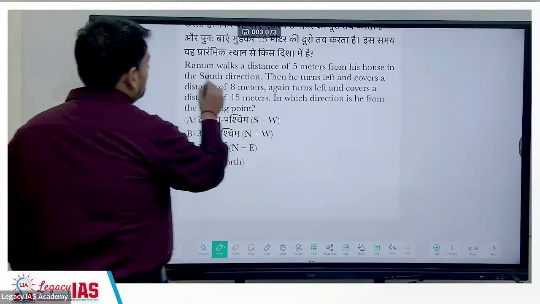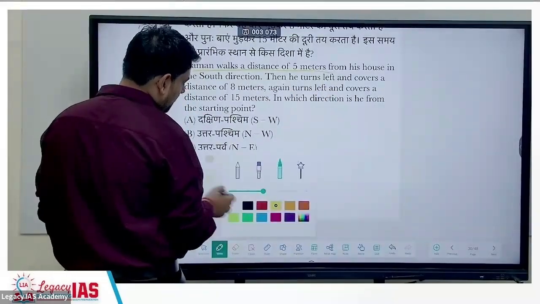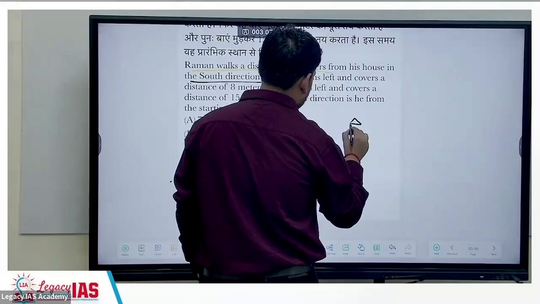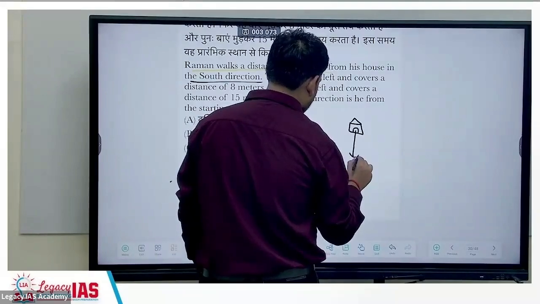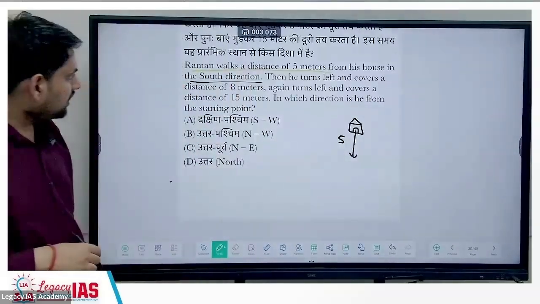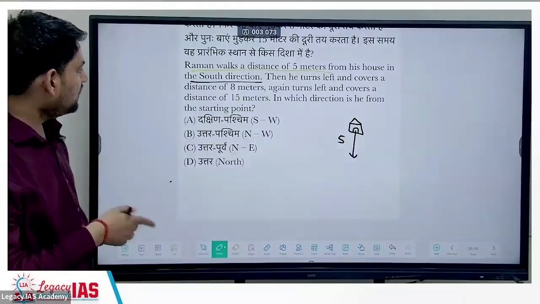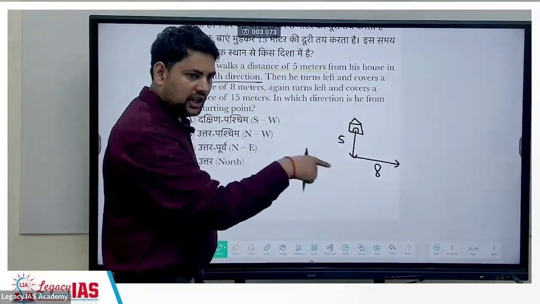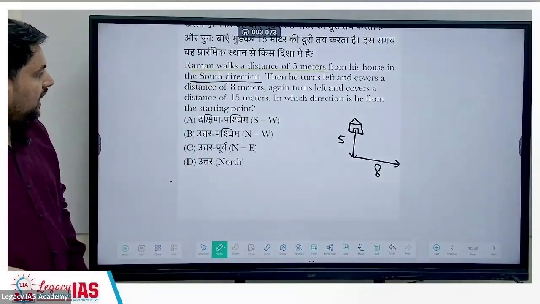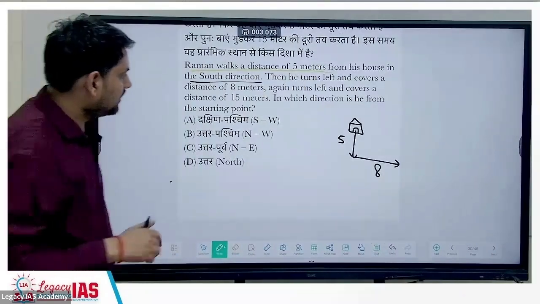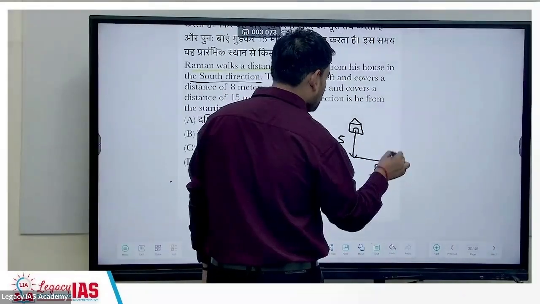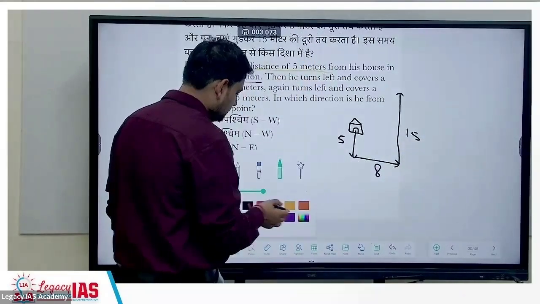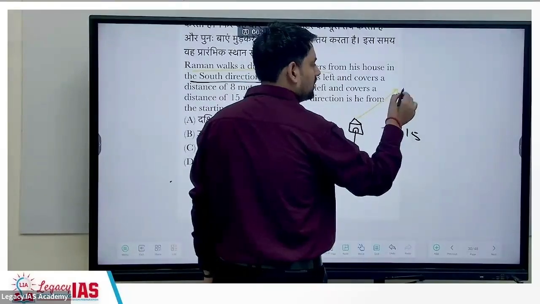See, Raman walks a distance of 5 meters from his house in the south direction. Okay, this is his house. He moves 5 meters in south direction. Then he turns left and covers a distance of 8 meters. Again turns left and covers a distance of 15 meters. Now, this was 5, so it will go above it like this. What is the direction from this to this? North.